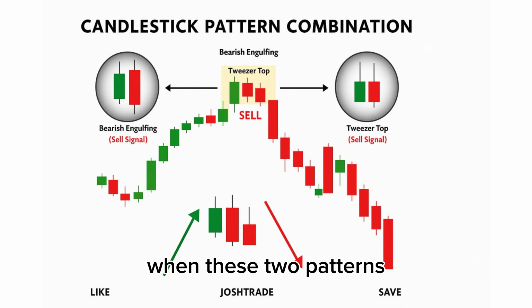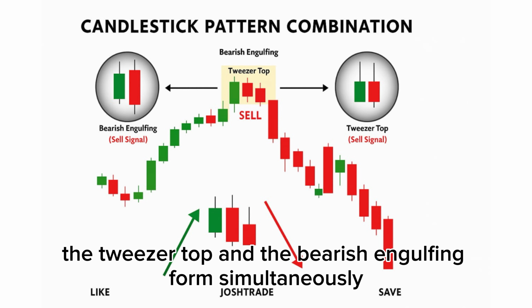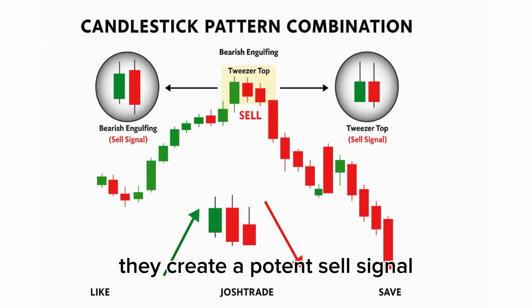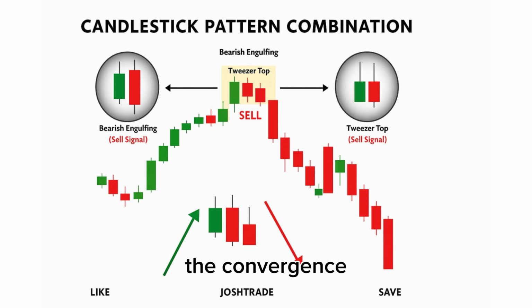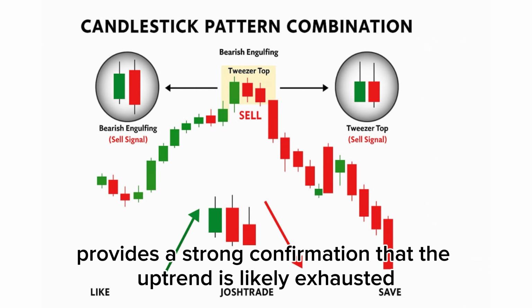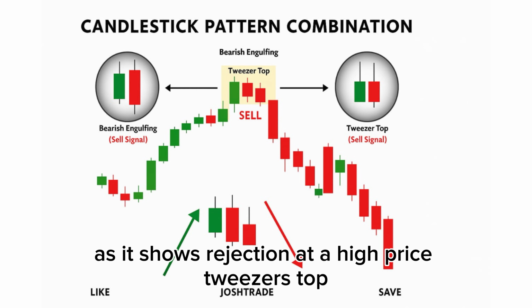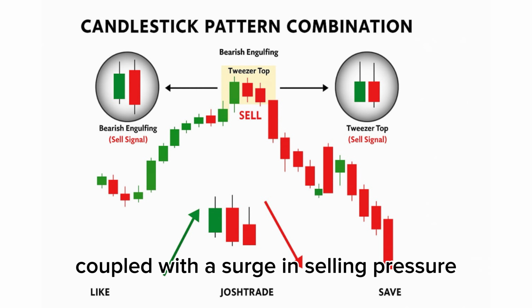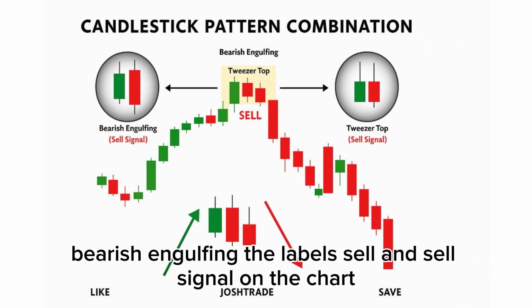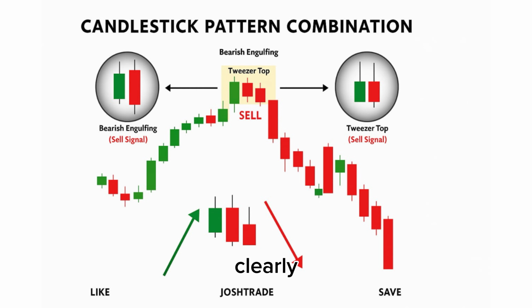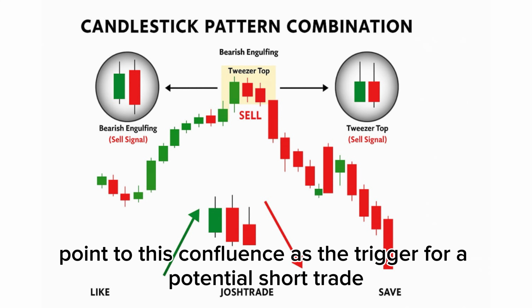When these two patterns, the tweezer top and the bearish engulfing, form simultaneously, they create a potent sell signal. The convergence provides a strong confirmation that the uptrend is likely exhausted and a downward move is beginning, as it shows rejection at a high price, tweezer top, coupled with a surge in selling pressure, bearish engulfing. The labels sell and sell signal on the chart clearly point to this confluence as the trigger for a potential short trade.